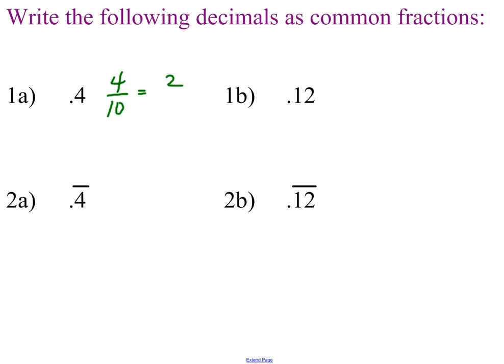And you always reduce it. So 2/5, that's a common fraction. A common fraction is a number, an integer over an integer. So like a whole number over a whole number, basically.